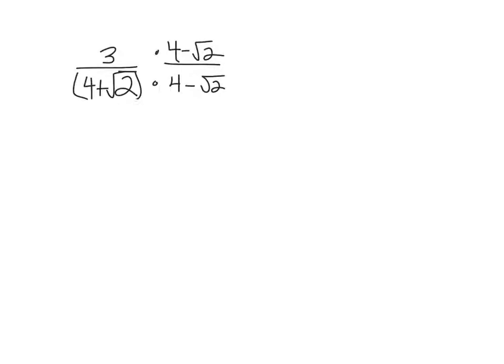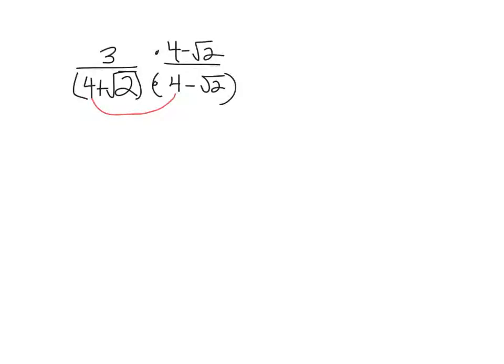Let's write 3 over 4 plus radical 2. So the way you simplify this type of problem, we cannot have a radical in the bottom, so we need to get rid of it. And the way that you do this is you multiply both top and bottom by the same thing, and this time we're going to multiply it by 4 minus square root of 2 on both top and bottom. So look what happens. If we have 4 plus square root of 2 times 4 minus square root of 2, you can think of these in parentheses, and you're going to FOIL.